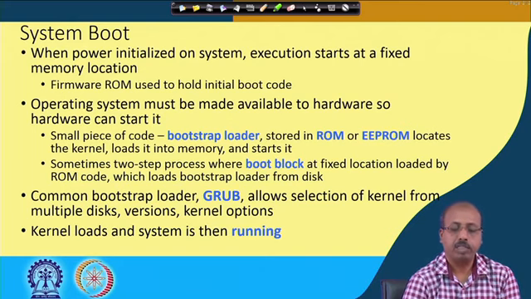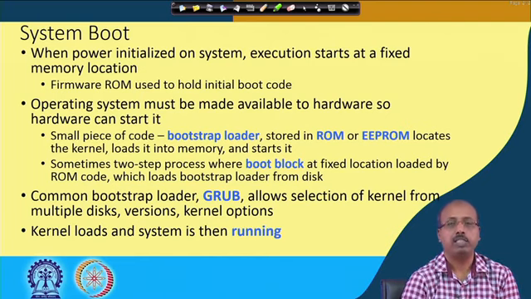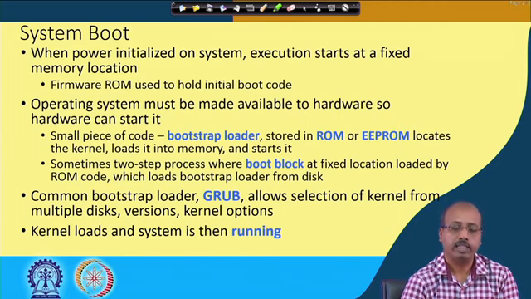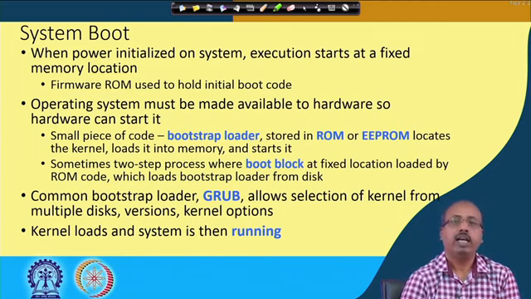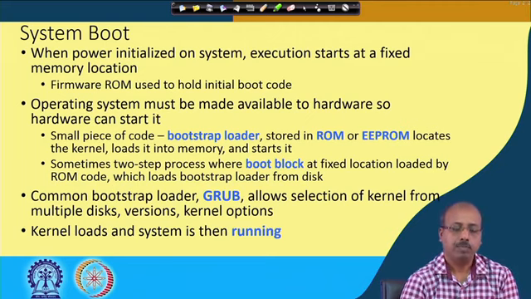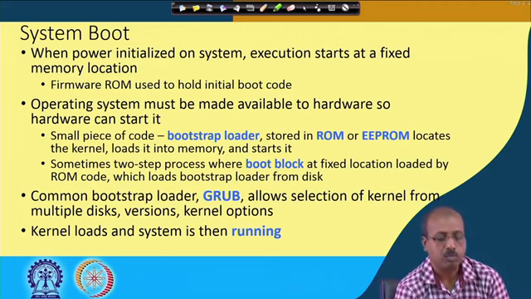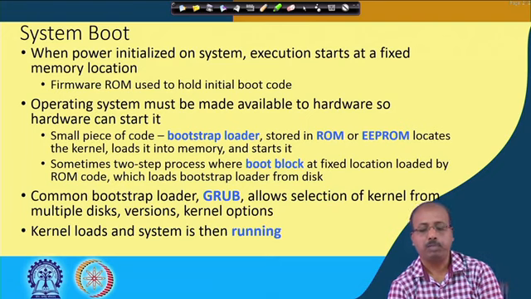So, the operating system must be made available to hardware, so hardware can start it. From location 0, I should have instructions such that either it is the beginning of the operating system, or it is a simple code that loads the operating system from the secondary storage into the main memory and then transfers control to the operating system. So, there is a small piece of code which is called the bootstrap loader.